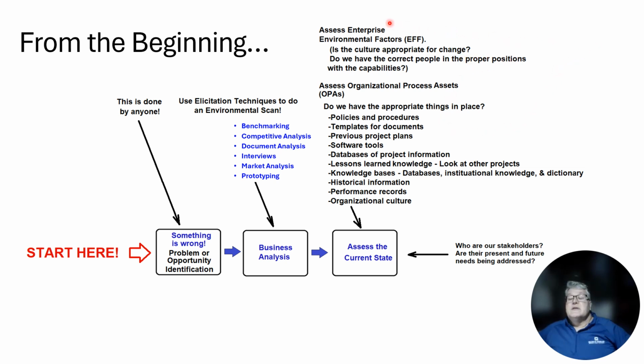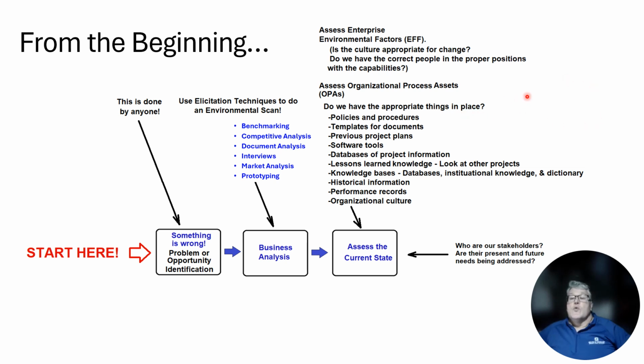Some things that need to be considered when assessing the current state are what PMI calls enterprise environmental factors. In essence, you're asking questions about the environment in which your organization works. Is the culture appropriate for change, or are they ready for change? Do we have the correct people in proper positions with the capabilities? Do we have the facilities? Are we in the correct position financially? Those are environmental factors to consider.